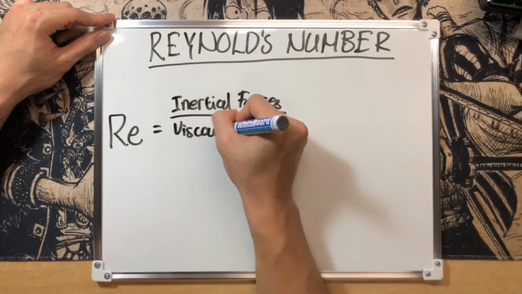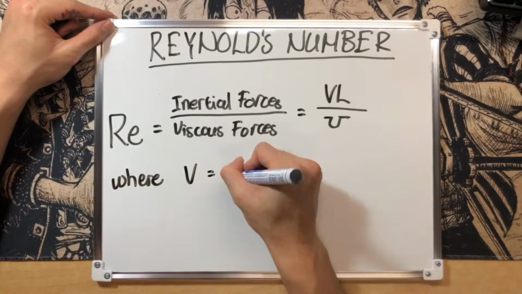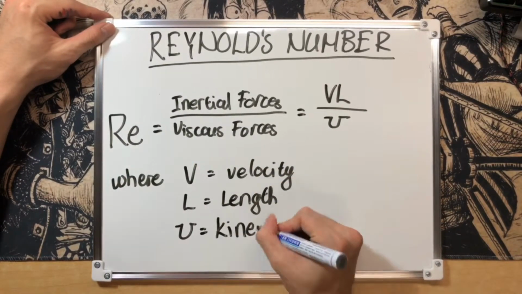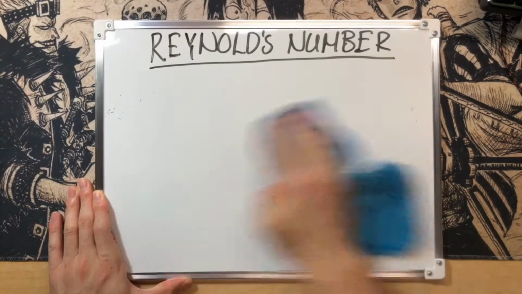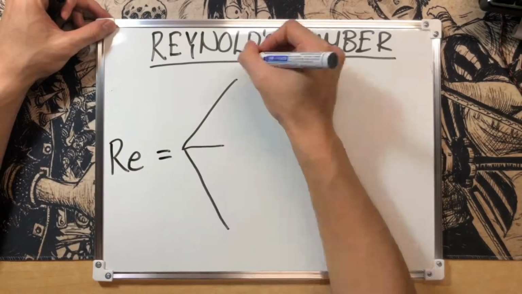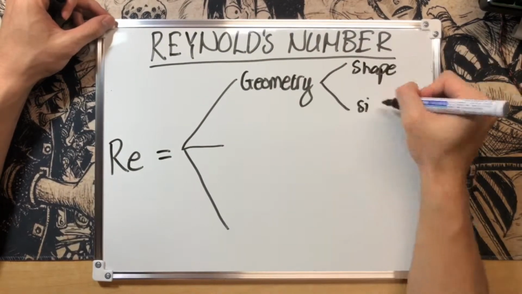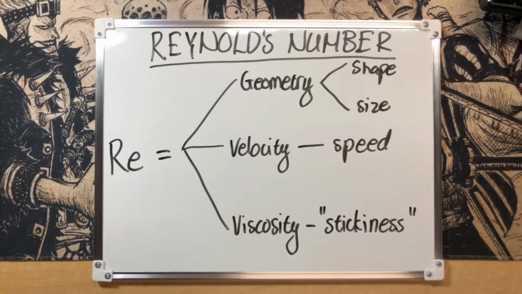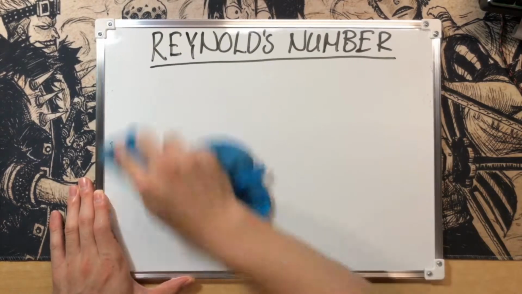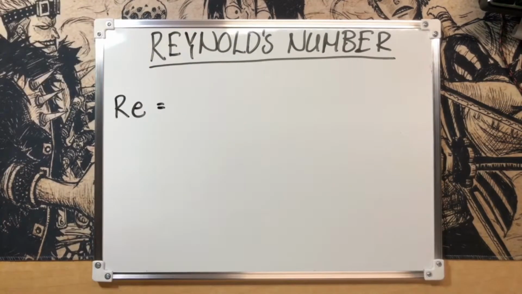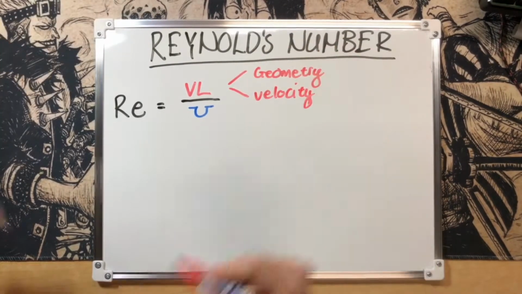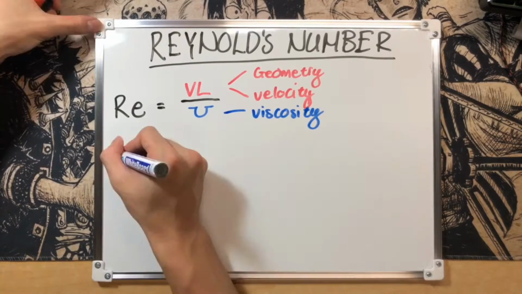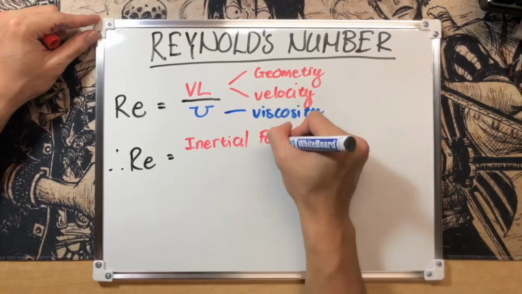The Reynolds number is the inertial forces over the viscous forces, which equals the velocity times length divided by kinematic viscosity. From this, we see that the Reynolds number is dependent on the geometry of the pipe, the velocity of the fluid, and the viscosity of the fluid, where the viscosity referring to the stickiness of the fluid, such as honey being stickier than water. So what we know now is that the inertial forces refer to the geometry and velocity of the pipe and fluid, whereas the viscous forces refer to the stickiness that we mentioned earlier.